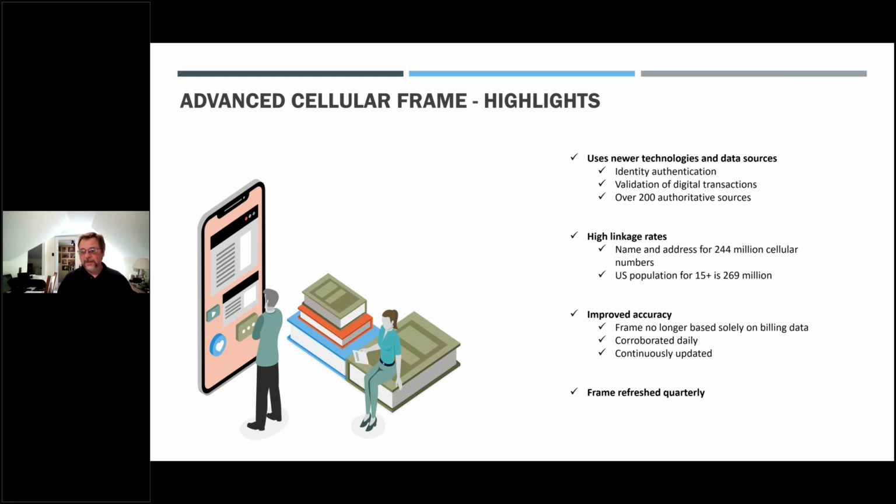One final point I want to make is that we actually reconstruct our frame each quarter from scratch. We create a brand new RDD frame. We go out and get all this information linked to the cell phones every single quarter. So it's not like the database is sitting static for a long period of time. Again, our frame is constantly being updated, and I just wanted to mention that it is updated completely from scratch every single quarter.